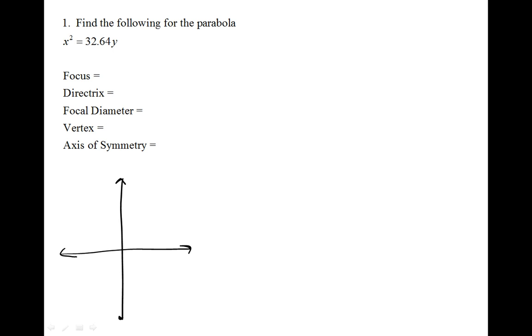So we know that x squared equals 4py. So that must mean that 4p equals 32.64. So we can go ahead and solve for p. Just divide both sides by 4. So p is equal to, well, 4 times 8 is 32. 4 goes into 6 once, with 2 left over, and 4 goes into 24 6 times. I believe I did that right. Please go ahead and check the work that I do. 32.64 divided by 4 is 8.16.